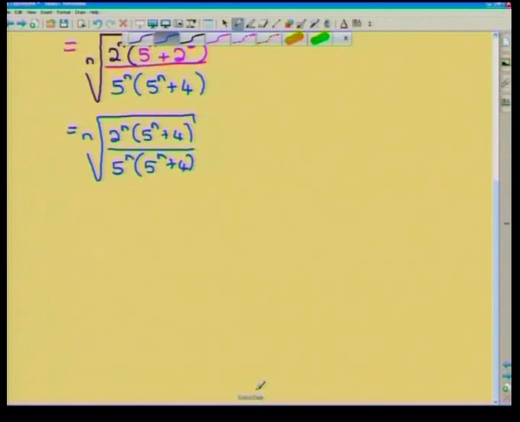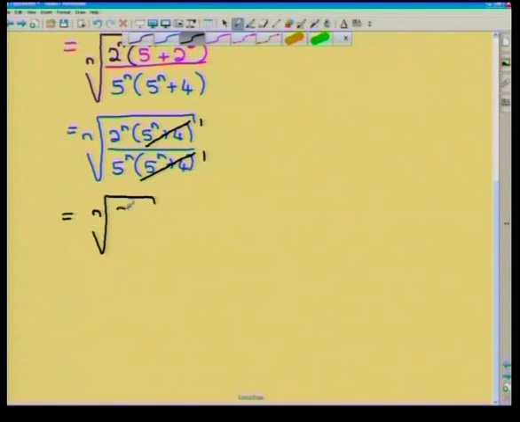And now we can see that we can take this and divide this into this. Remember, we can cancel or divide out when the whole bracket is the same, but the whole bracket must go. I can't take parts of the bracket. It must be the entire bracket that cancels. So right, this gives me the nth root of 2 to the n over 5 to the n.